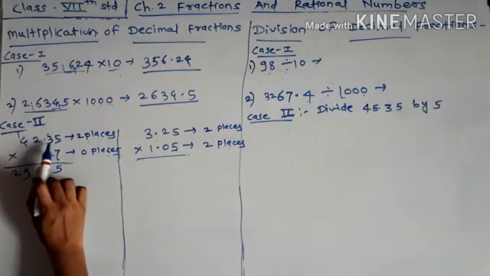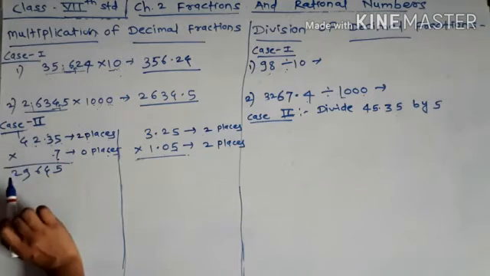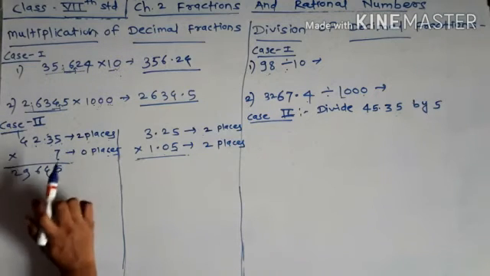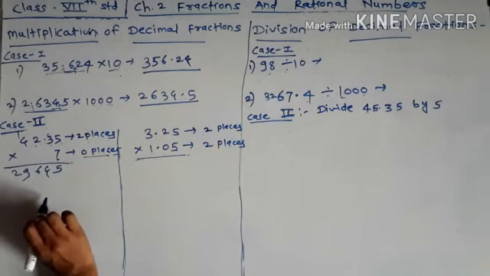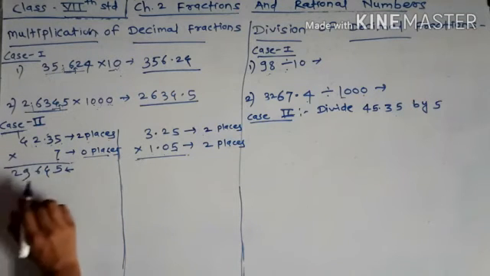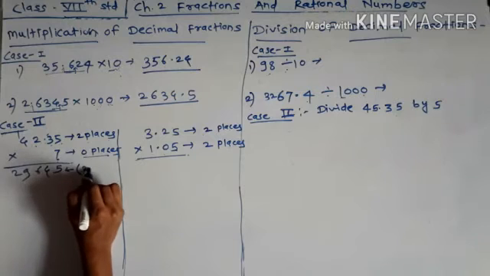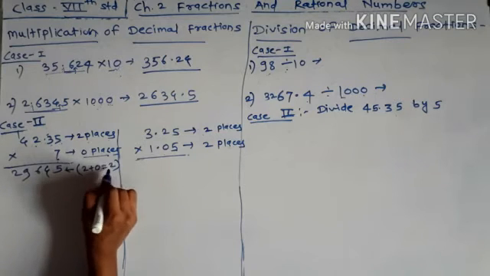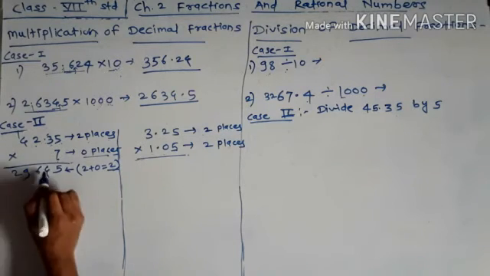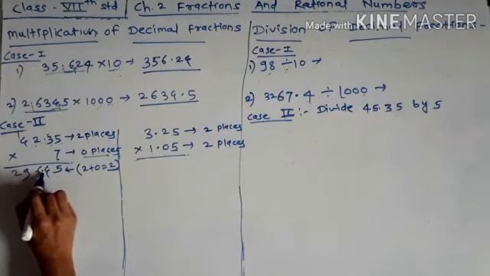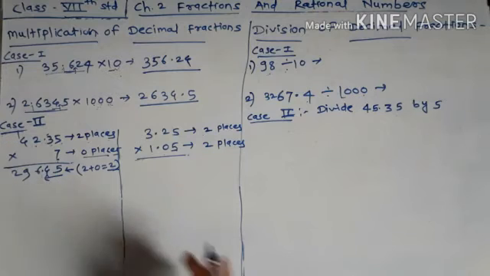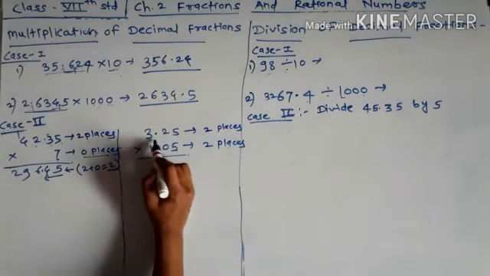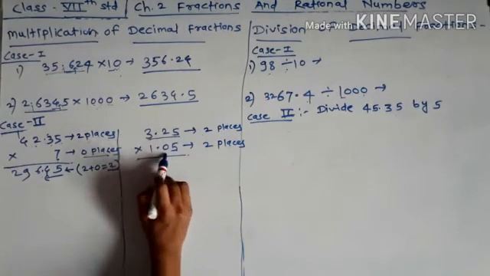So here in the first decimal fraction, after the decimal point there are 2 places, that is 2 digits, and in the second number there is no decimal point, that is 0 places. So in the answer we put the decimal point after 2 plus 0, which is equal to 2, from the right side. So here we put the decimal point after 2 digits. Now in the second example we have to multiply these decimal fractions by a decimal number.